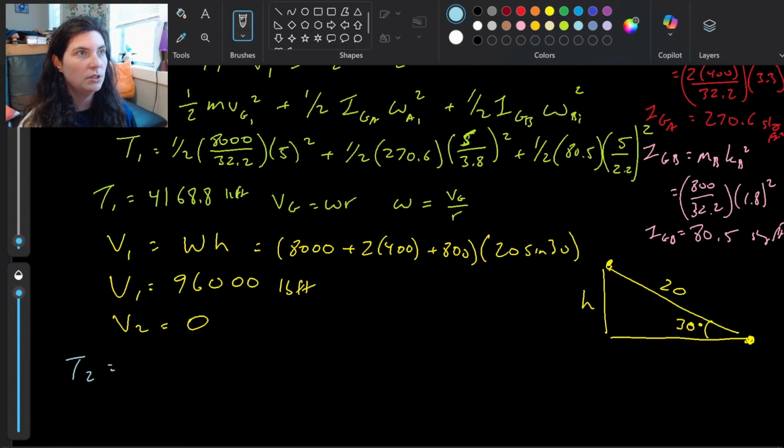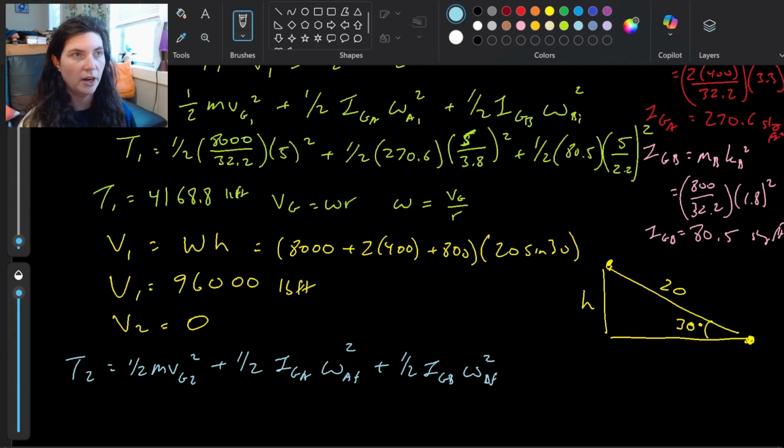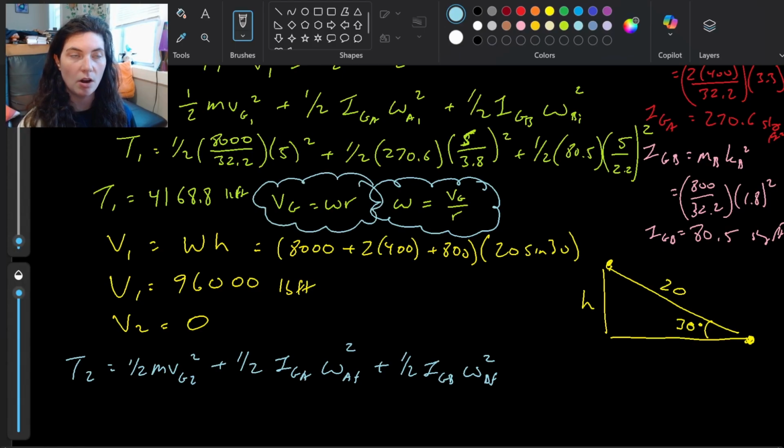So T2 is going to be 1/2 m vG2 squared plus 1/2 IGA times omega A final squared plus 1/2 IGB times omega B final squared. Now remember, these still hold true, right? It's still true that vG equals omega times R.